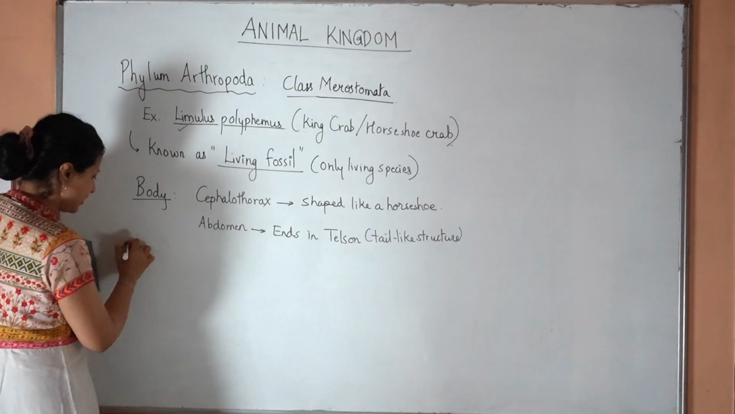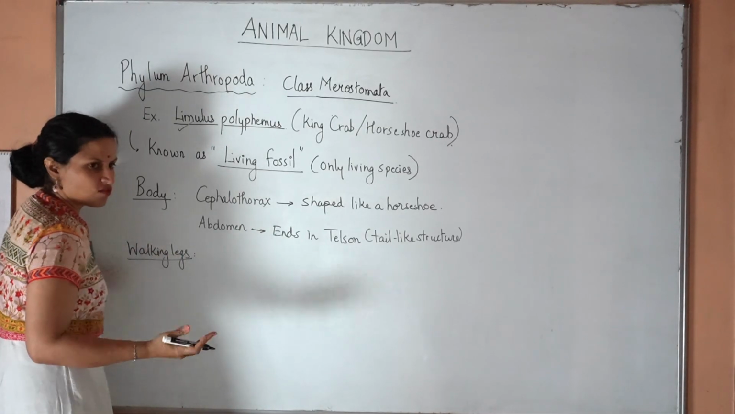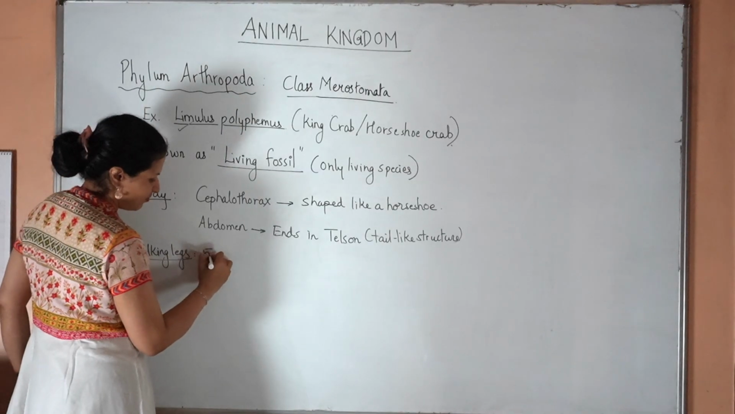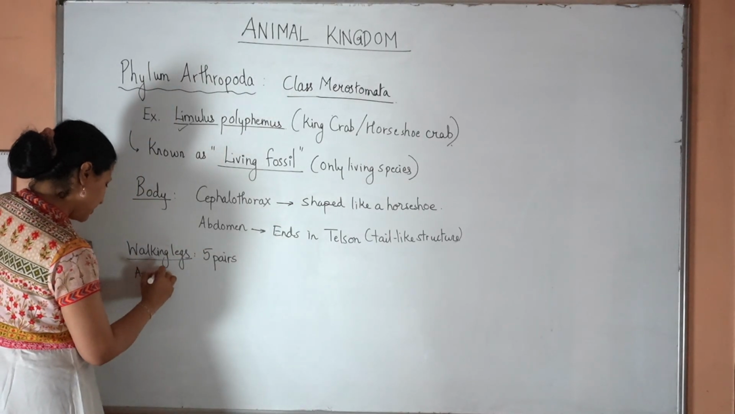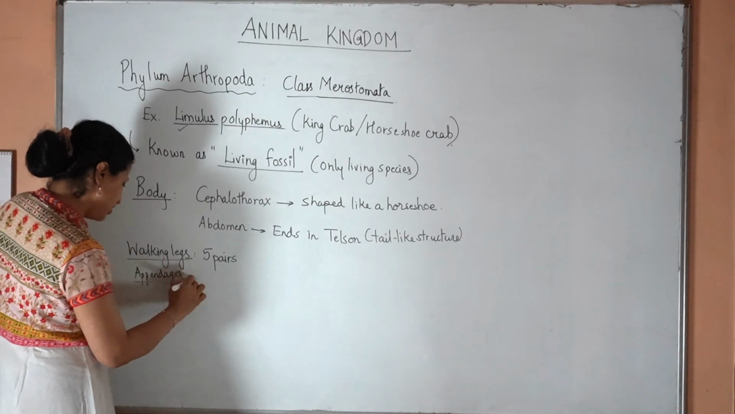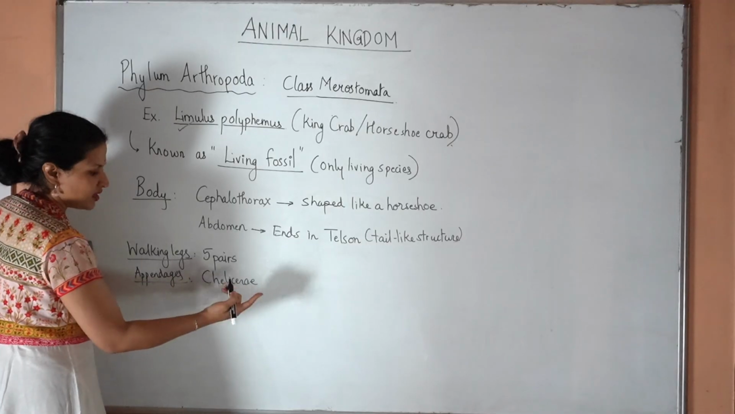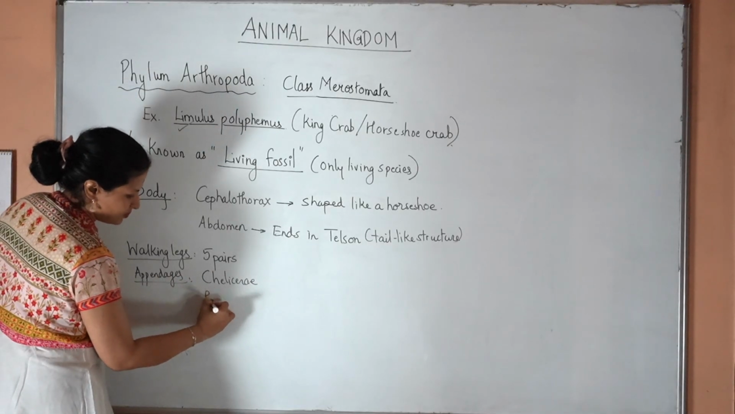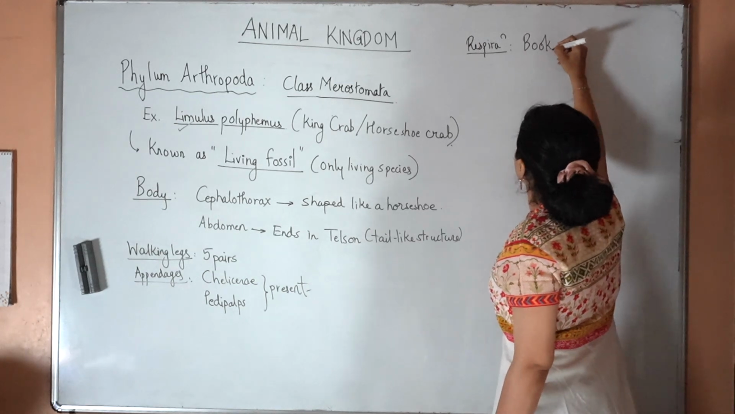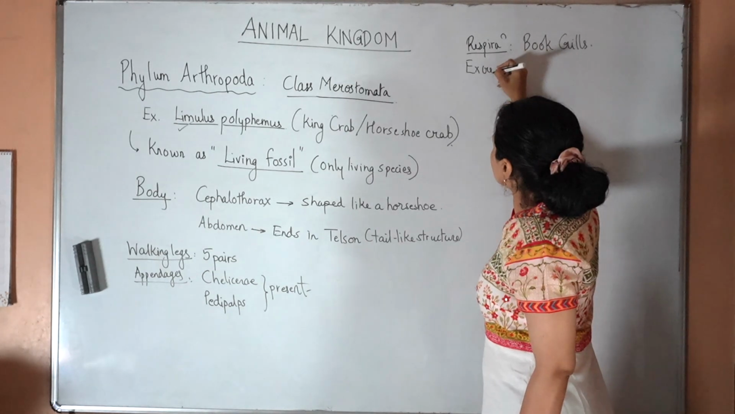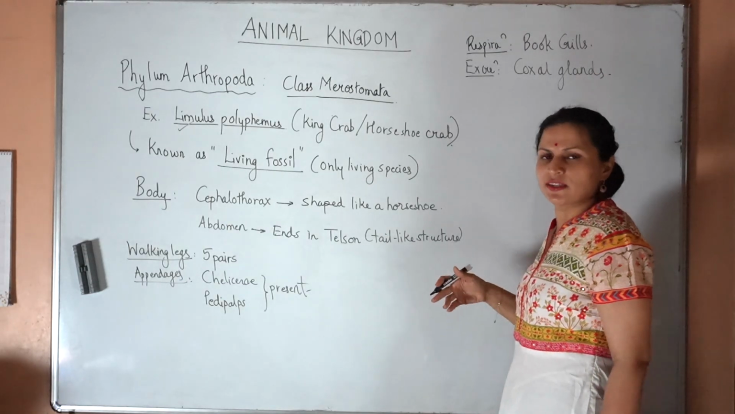Let's talk about the walking legs and appendages. Walking legs: arachnids had 4 pairs of walking legs. This one has 5 pairs of walking legs. So total 10 legs it will have. And the other appendages will include chelicerae. This also belongs to subphylum Chelicerata, so it will have chelicerae and pedipalps. Next, respiration will be by book gills. Okay, not book lungs. Excretion will be by coxal glands. They are very similar to arachnids, but they are marine.